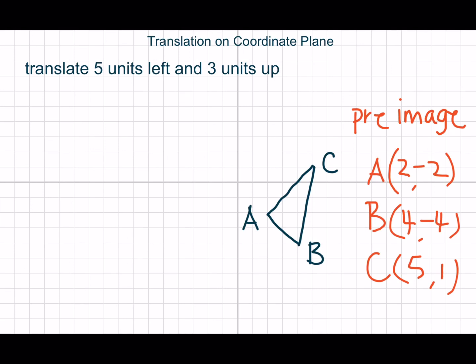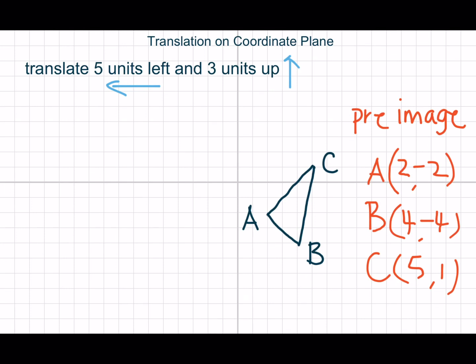Now we're going to translate this figure, this triangle ABC, 5 units to the left and 3 units up. Okay, so left is this direction, and of course up is this direction. Remember, every single point on here is going to move the same distance, the same direction. So instead of having to move infinitely many points, we're just going to move the 3 vertices and then draw the shape in the end. Okay, so here we go.